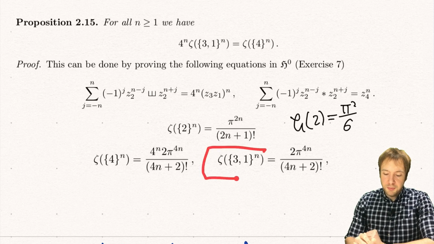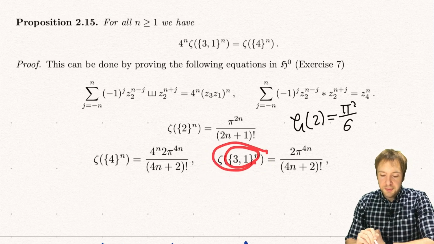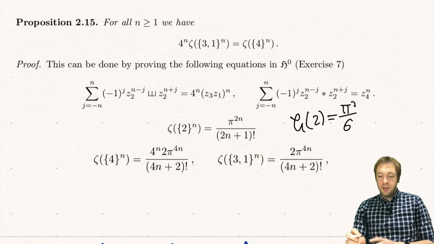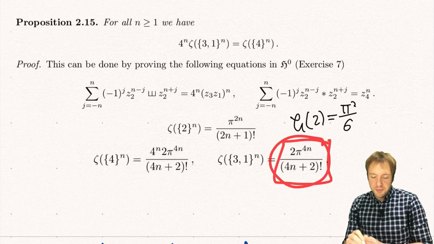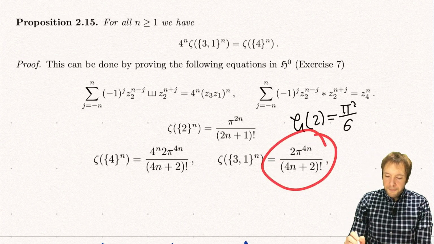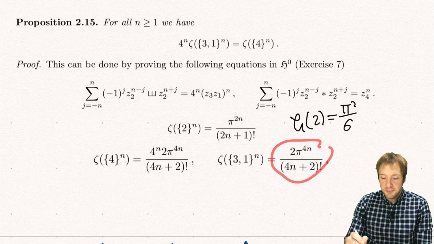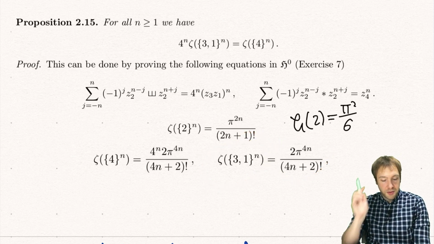a differential equation. If you consider the multiple polylogarithm of this index here, you can show that it satisfies a certain differential equation. And then you can also see that the generating series of these numbers, which involves some hypergeometric functions, also satisfies the same differential equation.